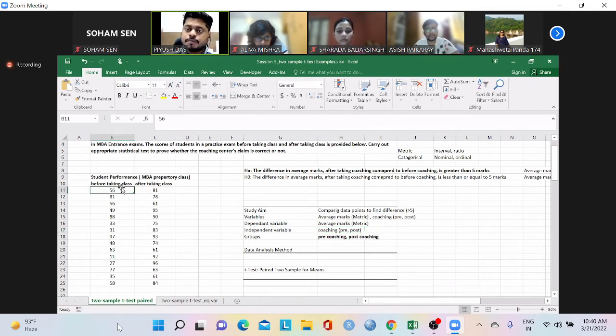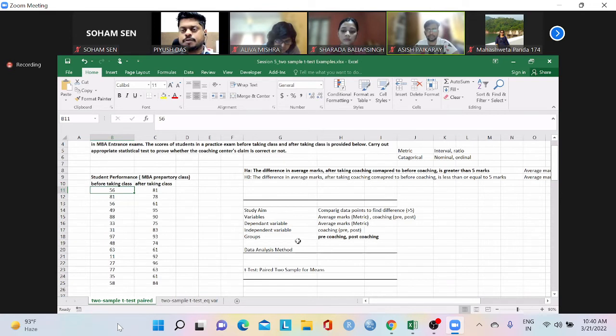Groups of data points, not groups of respondents. So remember what I said. You have groups of data points. So for the same student, you have 56 and 81. So there are two groups of data points, not two groups of respondents. When that case arises, you will say two groups of respondents. You have two groups of marks, two groups of average marks for the same respondent. Okay. So what will be my data analysis method?